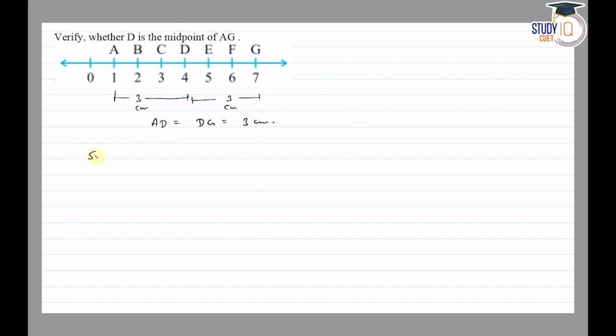So D is the midpoint of line segment AG. Thank you.